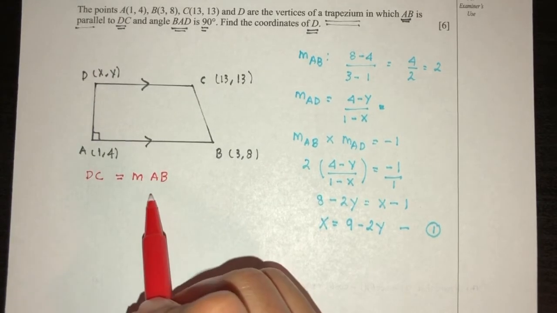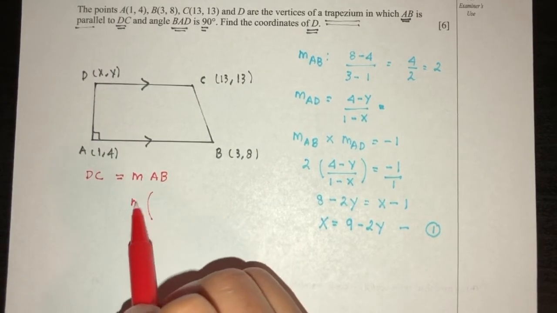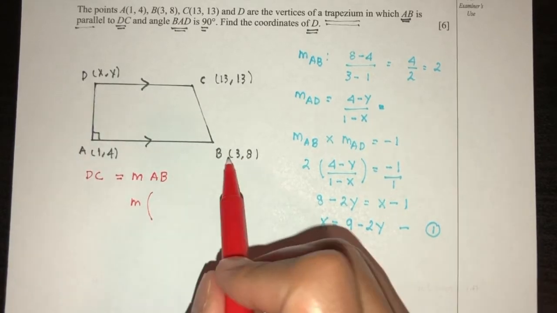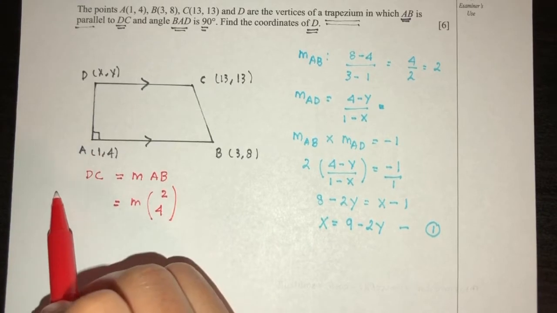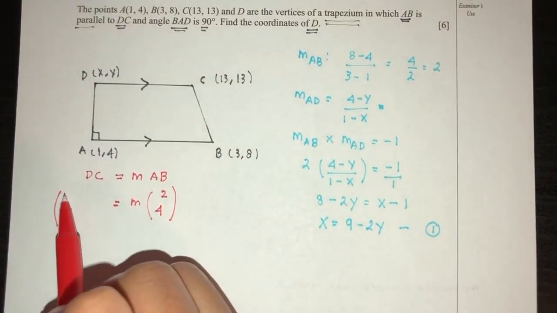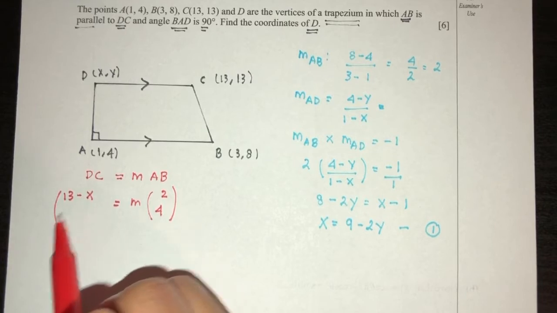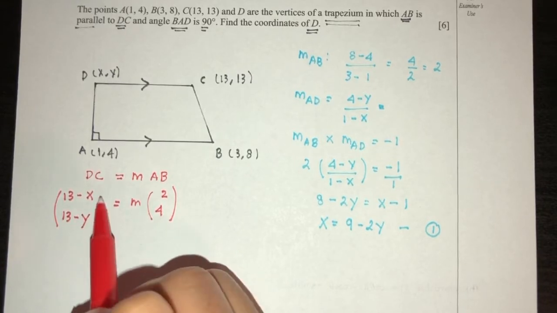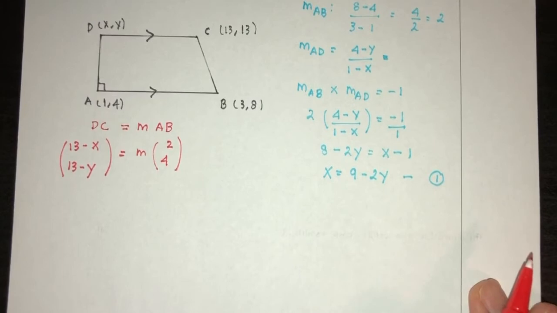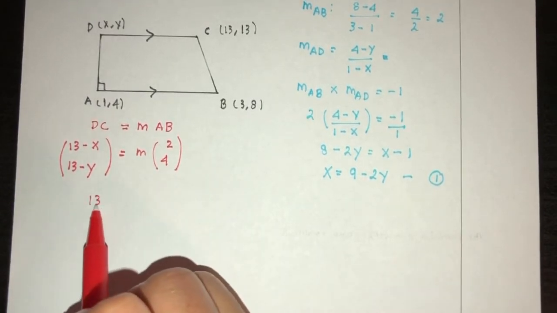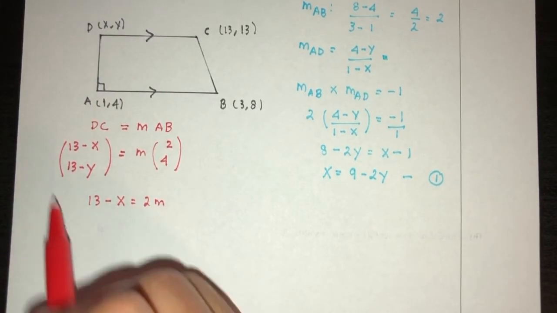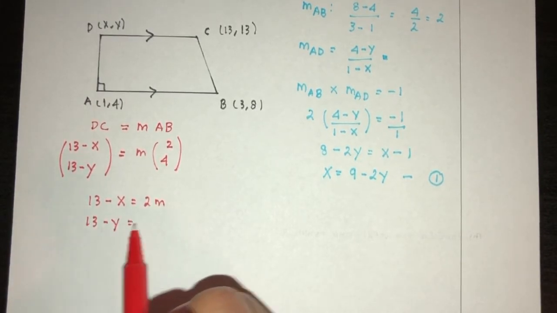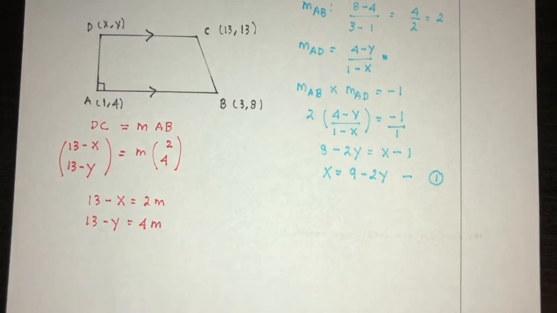Okay, so AB is given by OB minus OA, so 3 minus 1 is 2, and that will be 4. And DC is this minus this, which becomes 13 minus x and 13 minus y. So here we're going to have a few equations. We have 13 minus x is 2m, and here we have 13 minus y is 4m. So we have a few equations we can try to solve.